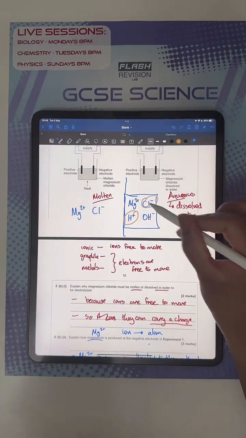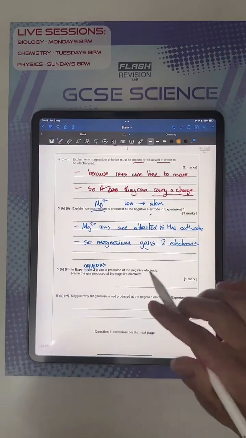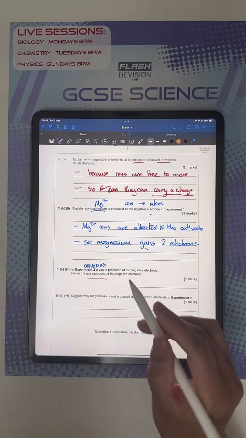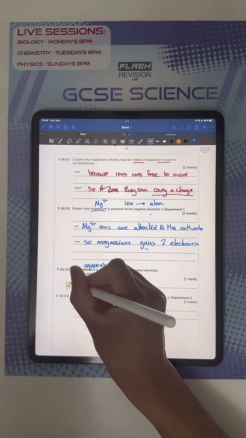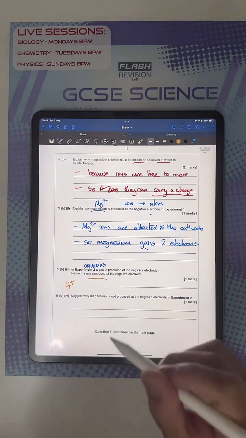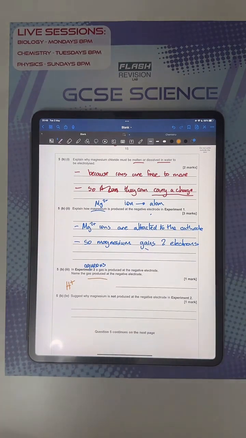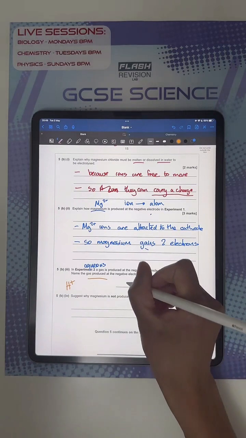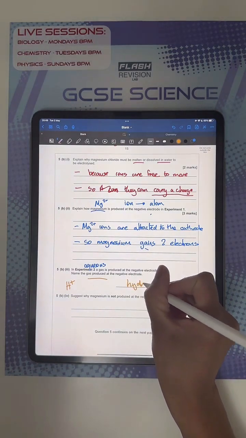So this question asks, what's the gas produced? So if H plus ion goes, what gas is produced? What would we say? So saying H plus would not get you the mark here because that's the ion. It's asking about the product after the electrons have been gained. Hydrogen gas, exactly. So you'd say hydrogen.